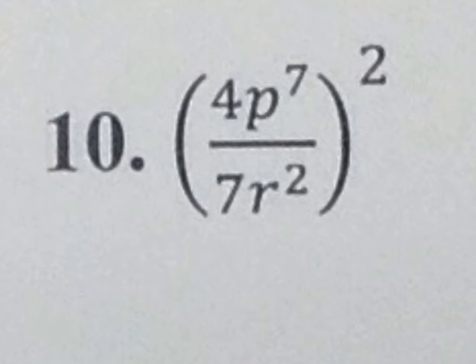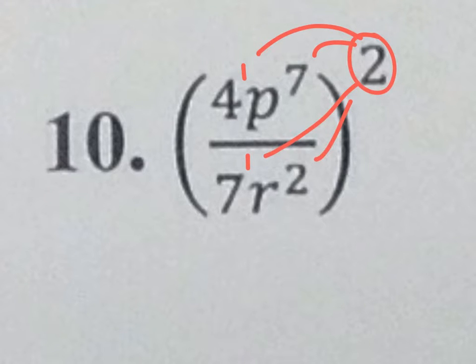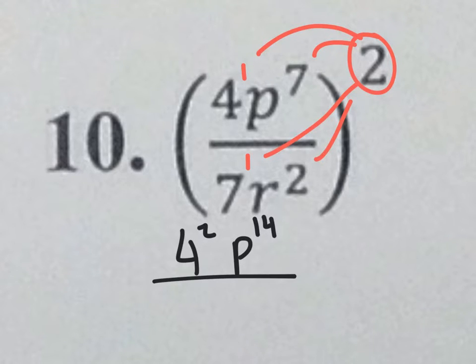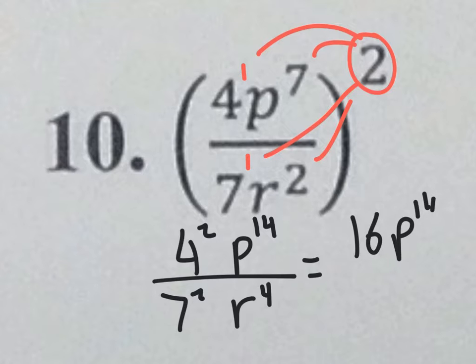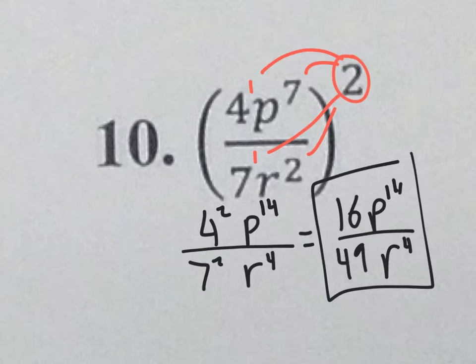Jumping to number 10. We're going to distribute the 2 to each and every term. There's a 1 right there. So 2 times 1, 2 times 7, 2 times 1, and 2 times 2. So we will end up with 4 squared p to the 14 over 7 squared r to the 4th. And of course, 4 squared is 16. P to the 14 over 49 r to the 4th. Ladies and gentlemen, we're done right there.